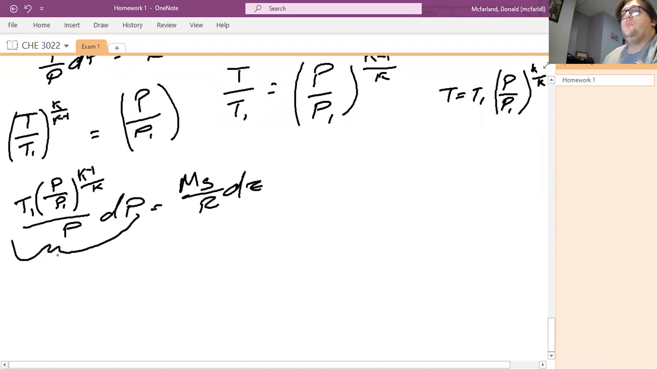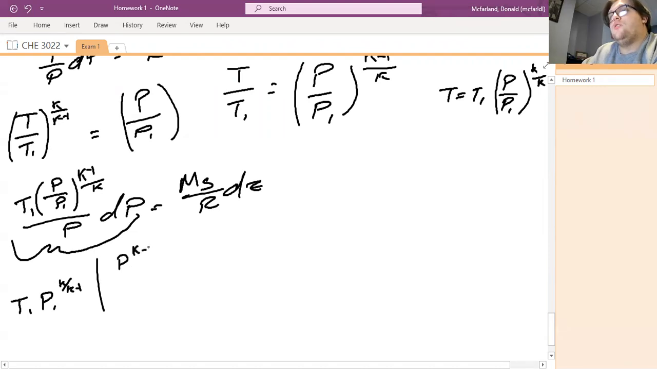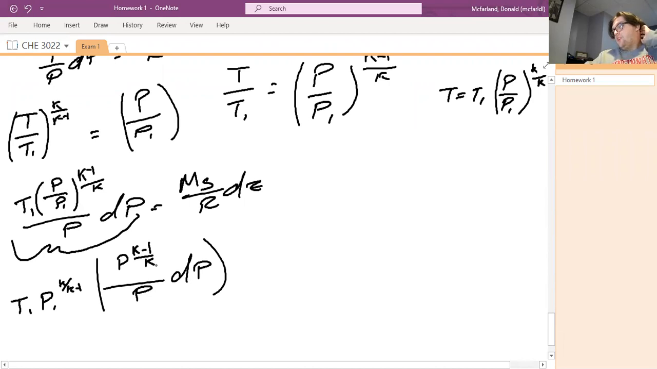So T1 and P1 are constants, so we can take those out. We have T1 multiplied by P1 raised to the K over K minus 1. Because since it's being divided, we can just flip the exponent and it'll be multiplied. We have P to the K minus 1 over K over P dP. Notice all this will do is make this K minus 1 over K minus 1.